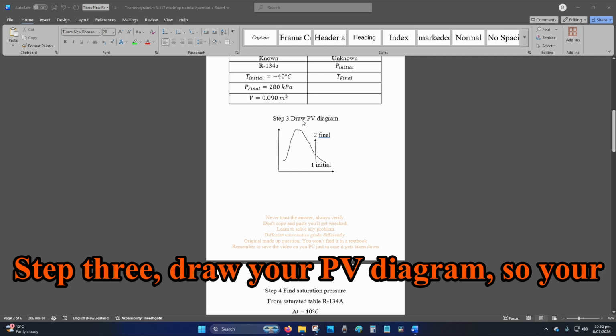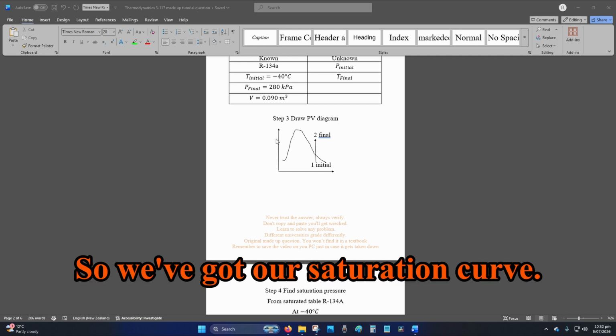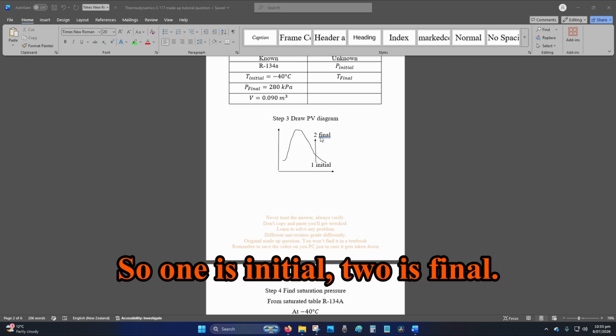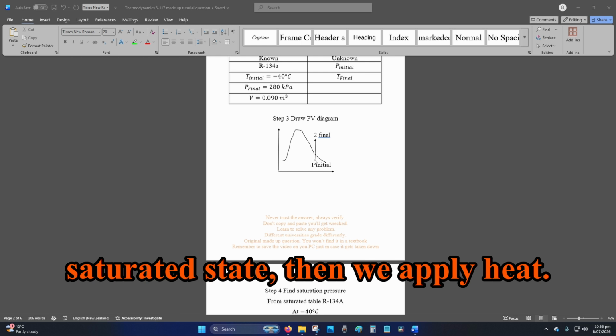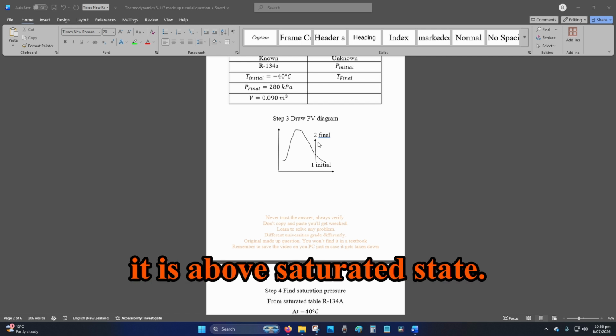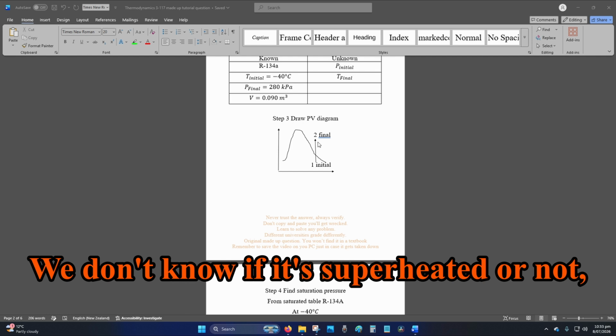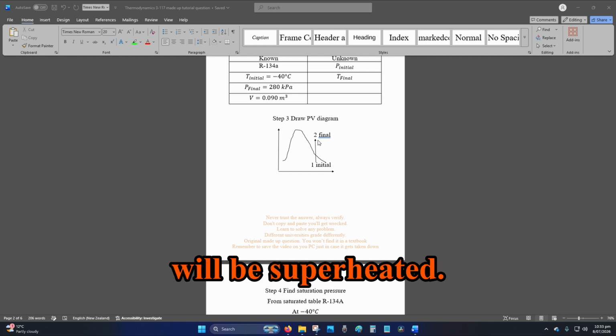Step 3. Draw your PV diagram, so your pressure volume diagram. So we've got our saturation curve. 1 is initial, 2 is final. We start out in the saturated state, then we apply heat. This is just an assumption. We're going to assume that it is above the saturated state. We don't know if it's superheated or not, but I just put the arrow up there, just assuming that it will be superheated.